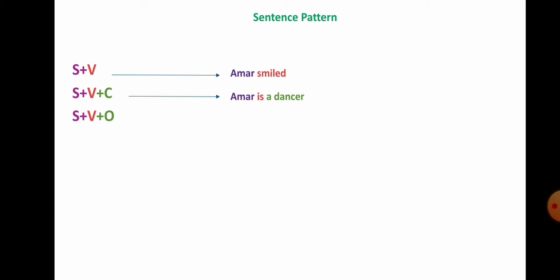The next pattern is the SVO pattern, where a subject is followed by a verb and ended with an object. For example, Amar writes a letter. Here Amar is the performer, writes is an action, and the receiver is a letter. Always the object answers the question what. If any word answers the question what, then we can consider it an object. For example, Amar writes what? Amar writes a letter. So a letter is an object.